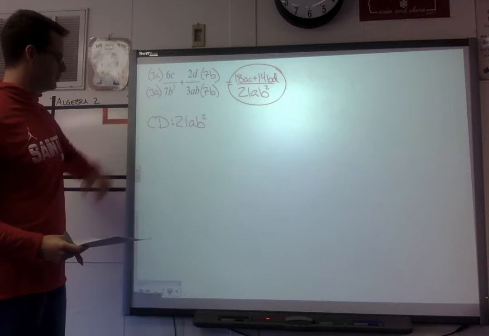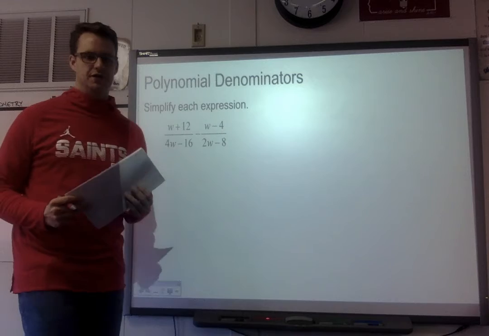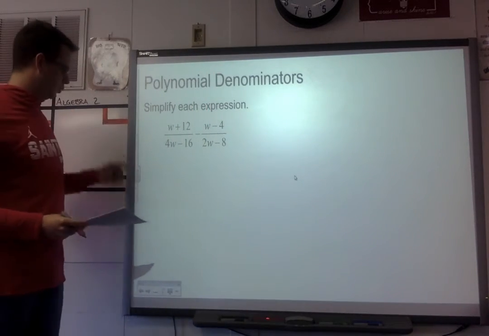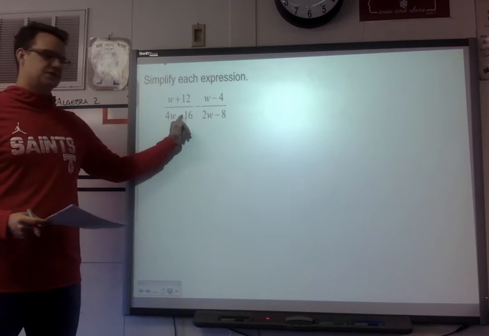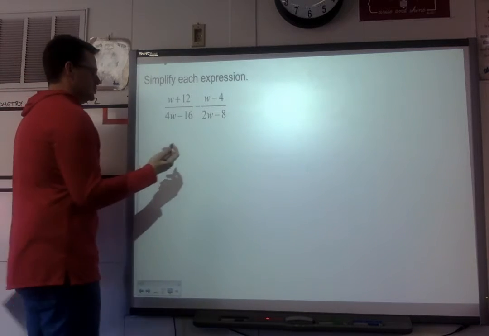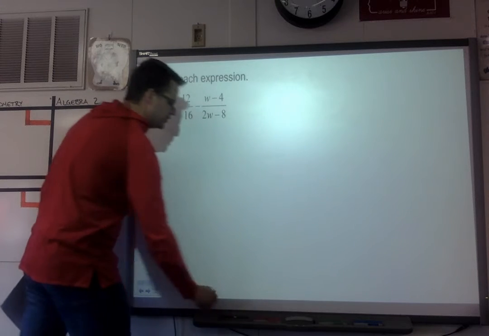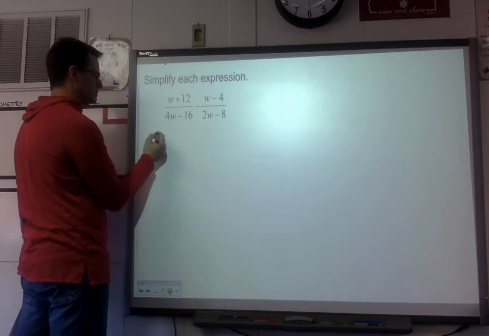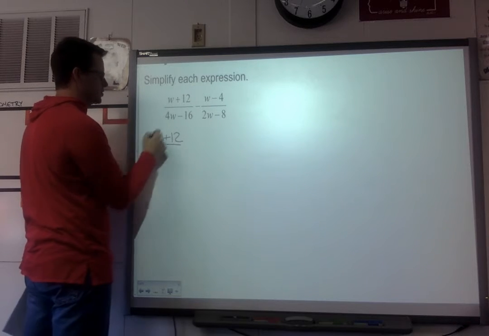So that was with monomials in the denominator. Next, we're going to work with polynomials in our denominator. So when we have polynomials in the denominator, we want to start, just like we did before, by finding that least common multiple to give us our common denominator. So in this case, what we're going to start by doing is rewriting the original problem, but with everything factored as much as possible. So the first one will be w plus 12.